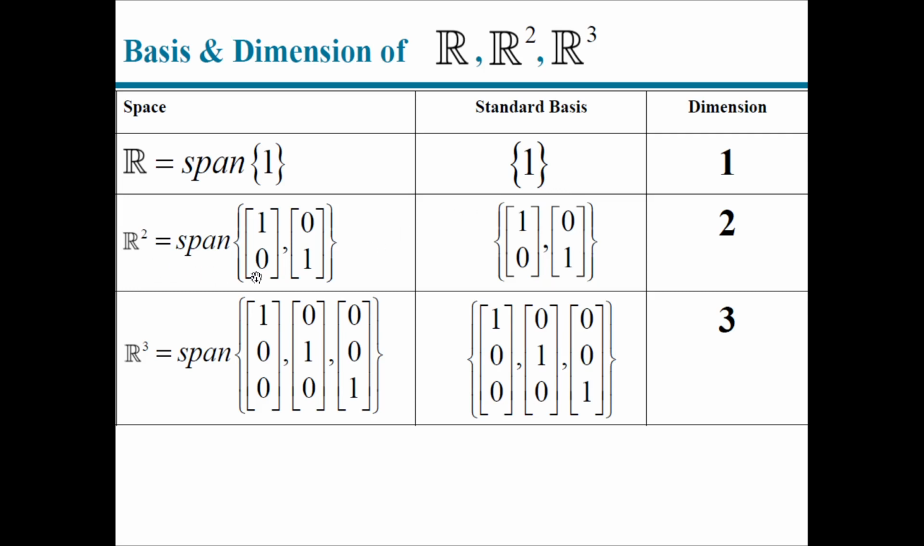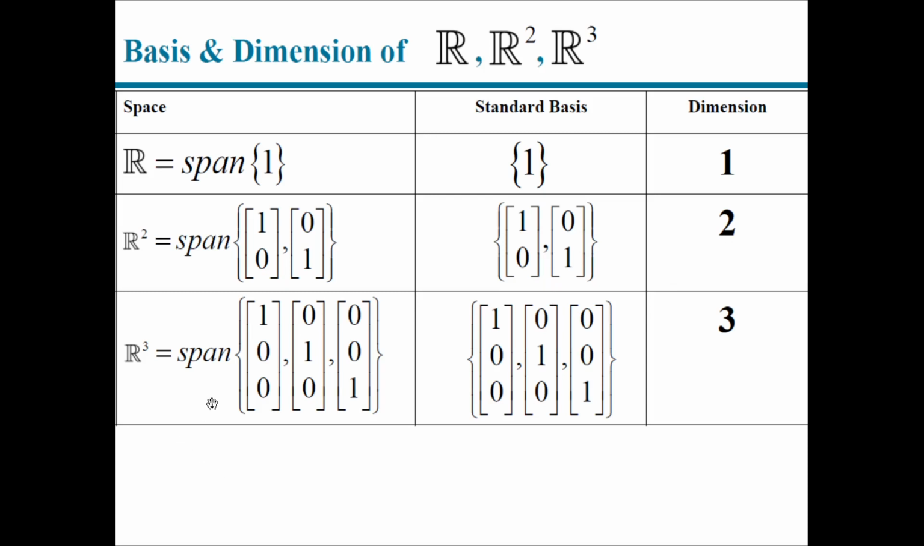R2, we know that (1, 0) and (0, 1) is the standard basis, so the span of (1, 0) and (0, 1) gives R2 because every vector in R2 is a linear combination of (1, 0) and (0, 1). So (1, 0), (0, 1) is a basis. It's the standard basis for R2, and there are only 2 people inside. So the dimension is 2.